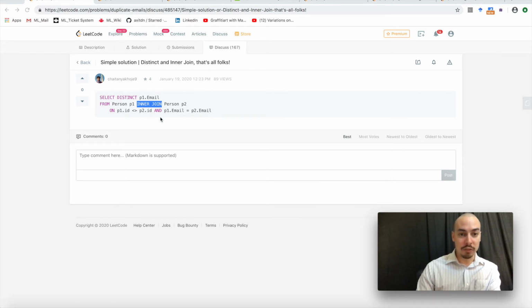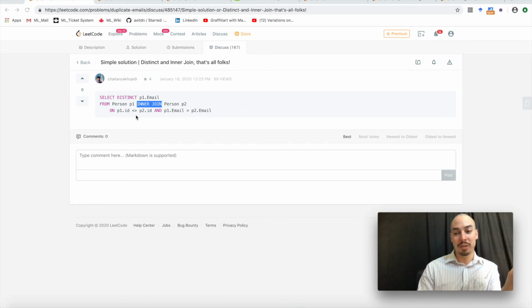First one was find duplicate emails. So what we're doing here is basically select distinct on P1, and then we use the same table, but we inner join it with itself to find if there's a duplicate going on. So person P1 inner join person P2 on P1 ID is different than P2 ID, and P1 email equals P2 email. This way we find out the duplicate email even though something different is going on with the ID.